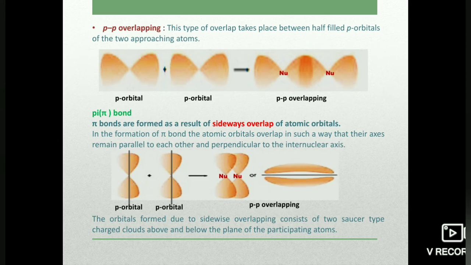So with this we conclude our topic, which is types of overlapping and nature of covalent bond.